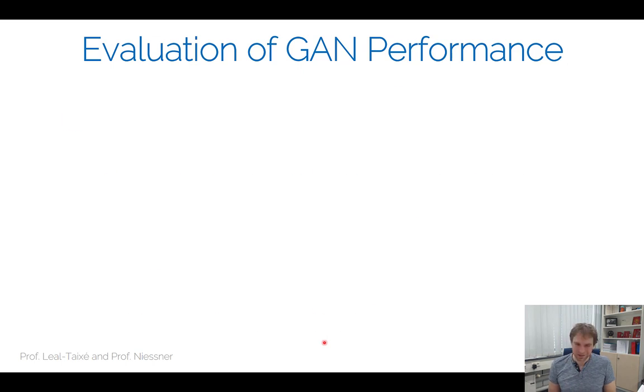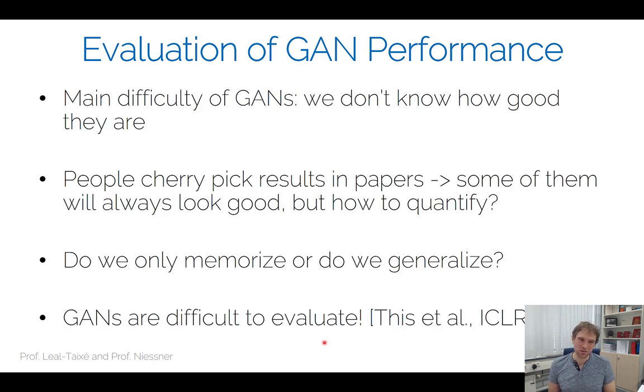The main difficulty we have with GANs is we just don't know how good we are. We don't know whether they converge. We don't know whether we need to train longer. We don't know whether it's not working right now and it will get better, and so on. But it is a very, very difficult problem.